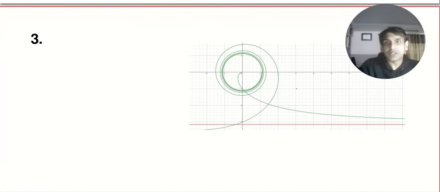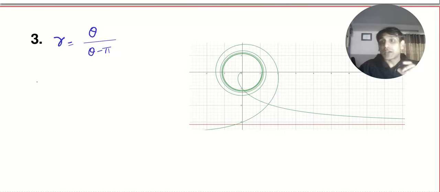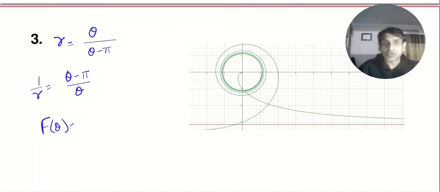Now let's go for problem number 3. Okay, in problem number 3, I have already kept the graph. So you can write the question. Find all possible asymptotes of r is equal to theta divided by (theta minus pi). Okay, what is step number 1? Yeah, find 1 by r. 1 by r means take reciprocal on both sides. And call the value of 1 by r as f of theta. So we get f of theta equal to (theta minus pi) divided by theta.